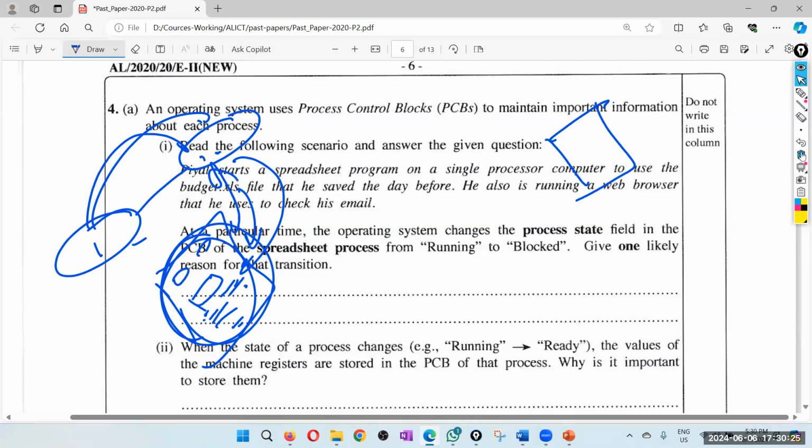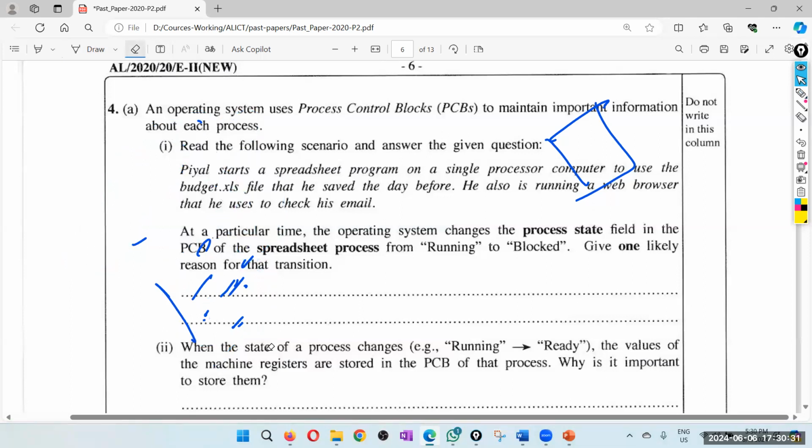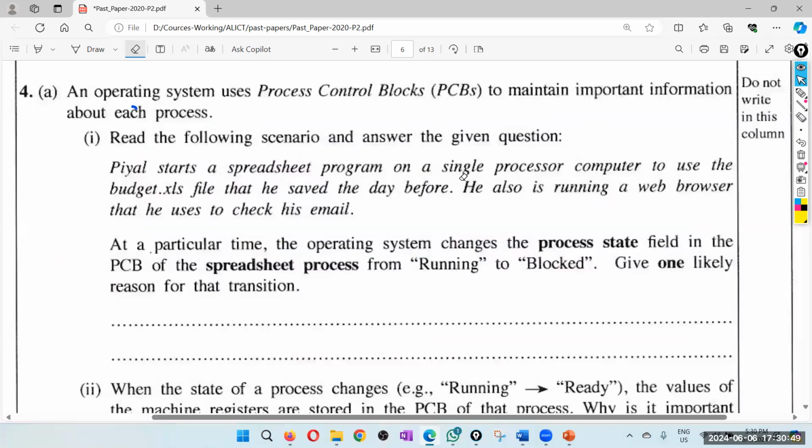Okay. These are serious stuff. Now let's read it. An operating system uses process control blocks to maintain important information about each process. Yes, correct, right? Read the following scenario and answer the given question.